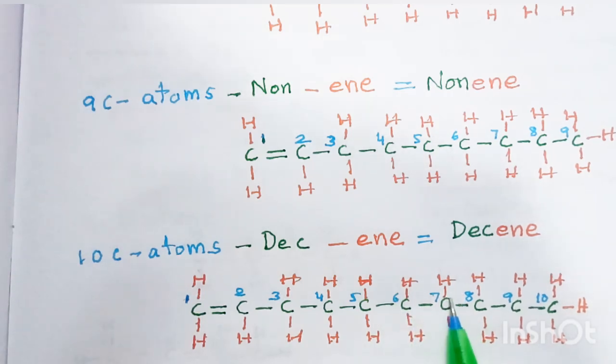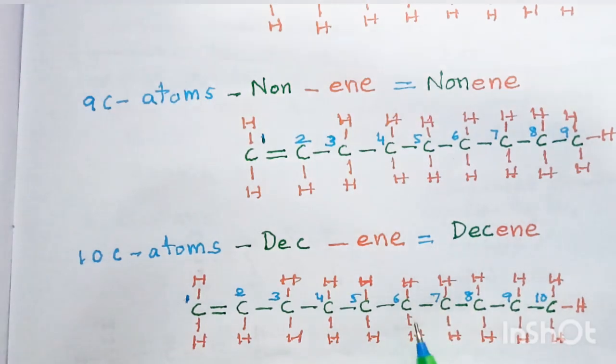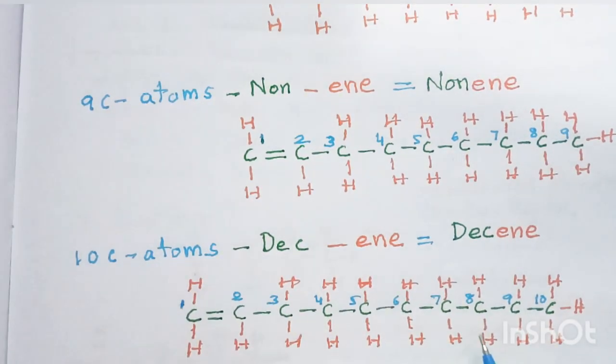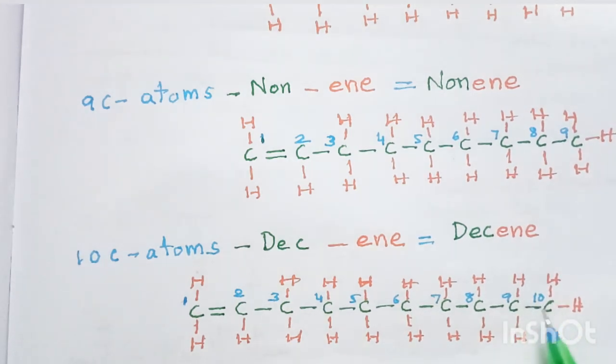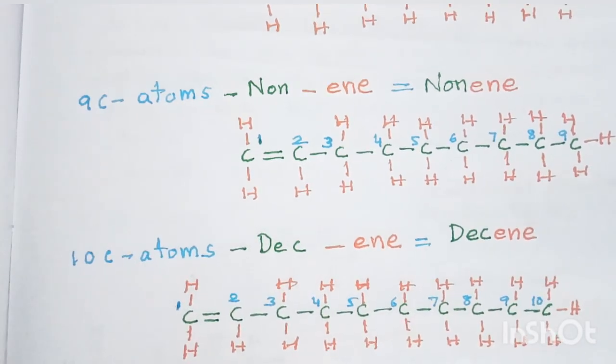Seventh carbon atom. It also has two carbon-carbon single bonds. This seventh carbon has two single bonds. So it needs two more bonds to become stable. So two hydrogen atoms are attached to it by single bonds. Eighth carbon. Similarly, the eighth carbon needs two more bonds. So two hydrogens are attached to it. The ninth carbon also needs two more bonds. So two hydrogen atoms are attached to it. The 10th carbon has only one single bond with a carbon atom. So it needs three more bonds. So three hydrogen atoms are attached to it. So this is about alkenes.